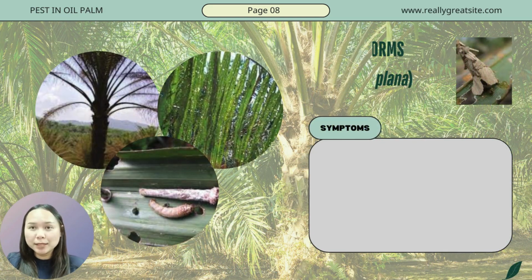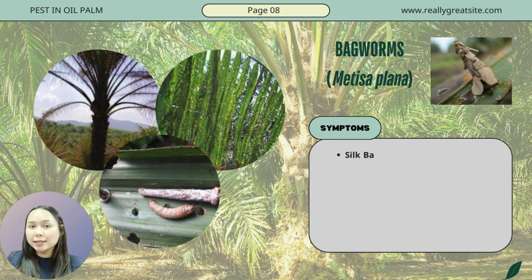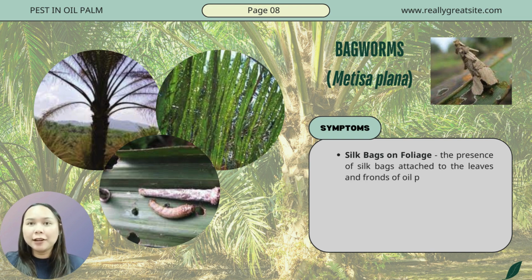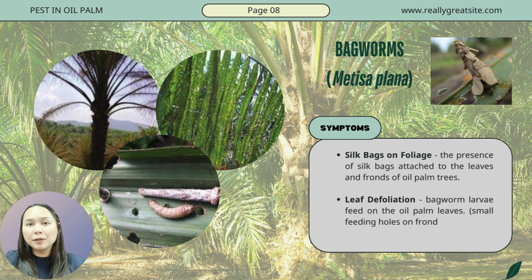Next pest is bagworms. The scientific name is Metisa plana. The symptom of this pest is bags on foliage. The most noticeable physical symptom is the presence of silk bags attached to the leaves and fronds of oil palm trees. These bags are constructed by the larvae for protection. Next symptom is leaf defoliation. As bagworm larvae feed on oil palm leaves from within their protective bags, a noticeable symptom is the defoliation of affected leaves. Severe infestation can lead to intensive leaf loss.